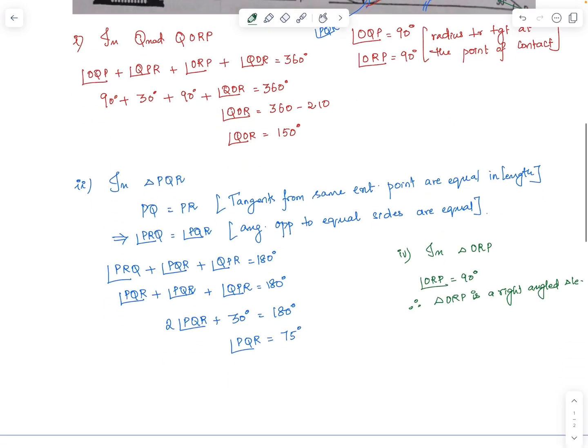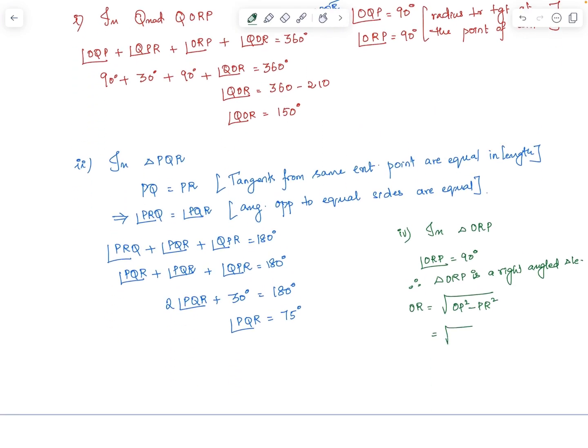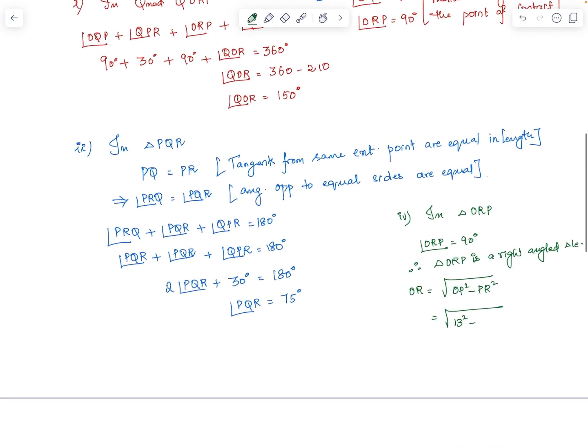By applying the Pythagoras theorem, OR is equal to square root of OP square minus PR square. OP is 13, 13 square minus PR, which is 12 square. 169 minus 144 is root of 25, which is 5 centimeter. So OR is 5 centimeter.